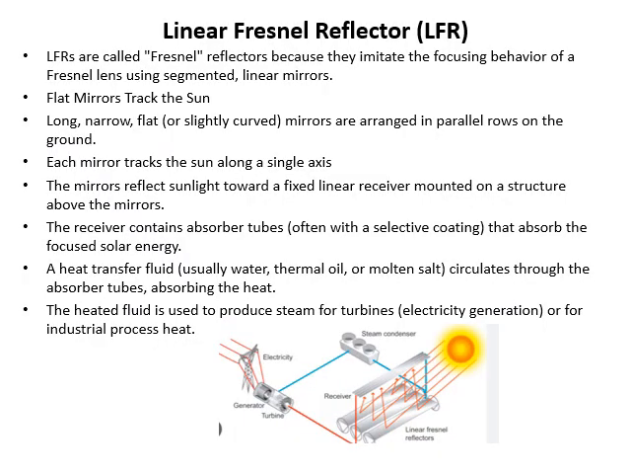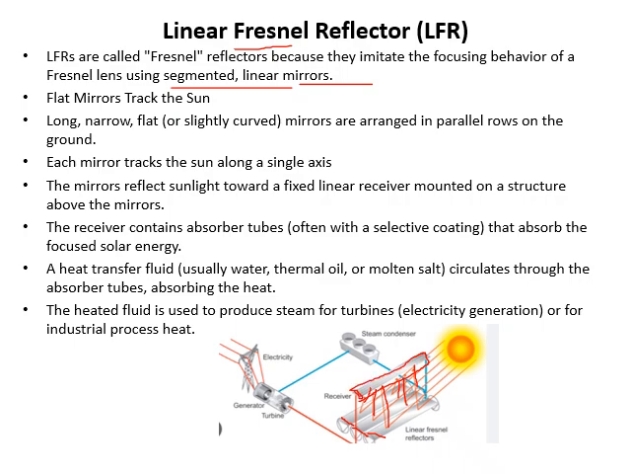Another type of concentrator based on tracking is the linear Fresnel reflector. It doesn't have anything to do with the Fresnel lens, okay? But still the name Fresnel is there because they are imitating the focusing behavior of a Fresnel lens using segmented linear mirrors. You can see in the diagram here, these are all the linear Fresnel mirrors. The sunlight falls on them, and they are concentrating along a single line, right? There are many segments, and all these segments are concentrating toward a single line, so that it mimics the Fresnel lens behavior.